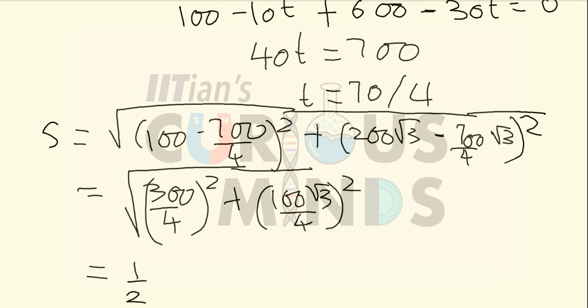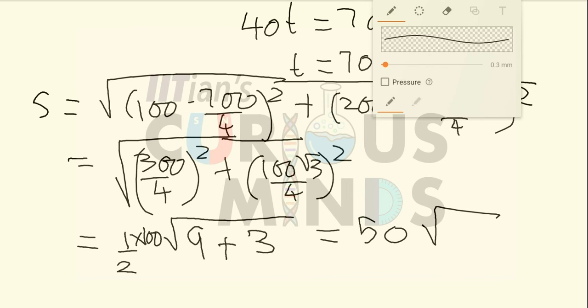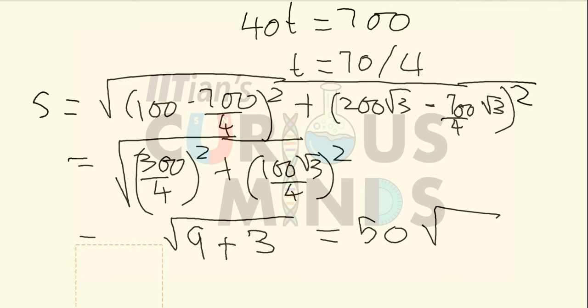Let us sort out this part. I can take 100 common over here. It will be equal to 3 squared plus 1 squared, which is 9, plus 1 into 3, which is 3 over here, since 3 squared is 3. So basically it will be equal to 50 into root, and this will be 4 over here.